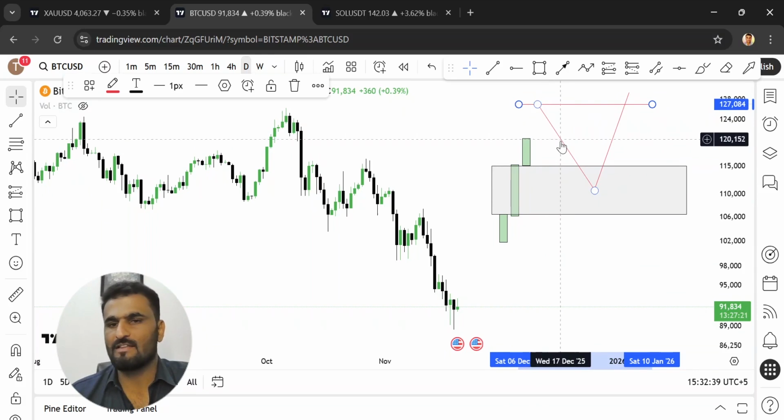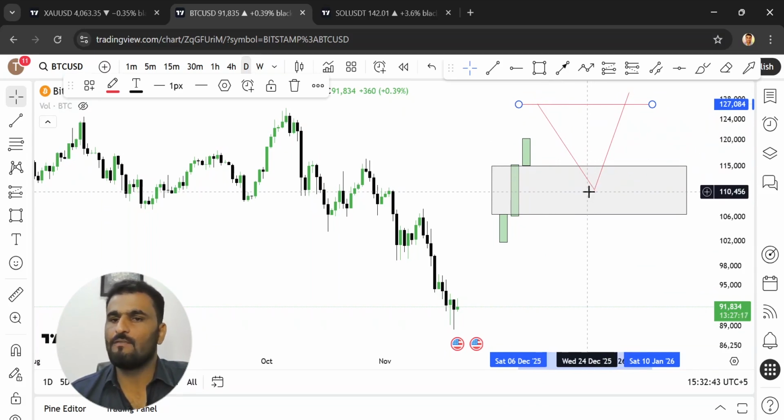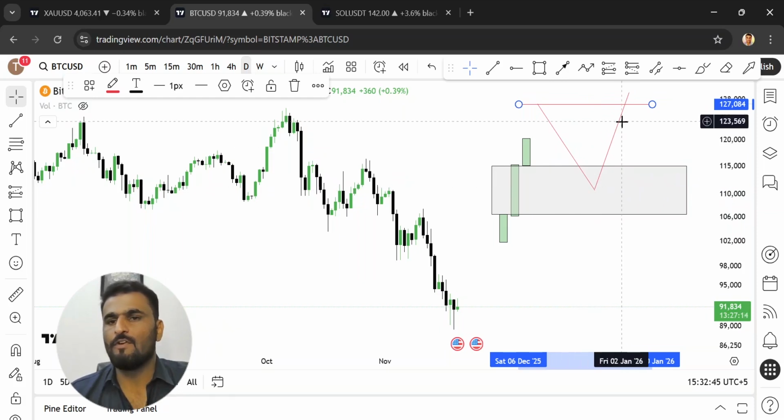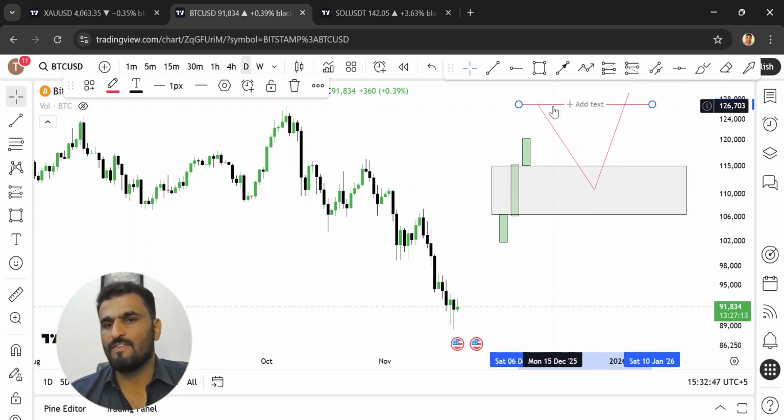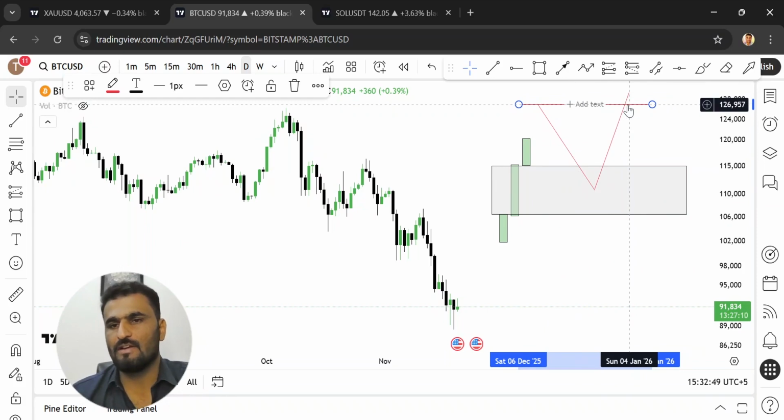And from here the market took a reverse and retested our fair value gap, and then here we have initiated our trade. We will wait until this previous high, and we will put our first TP here, and we will make an exit right from here onward.